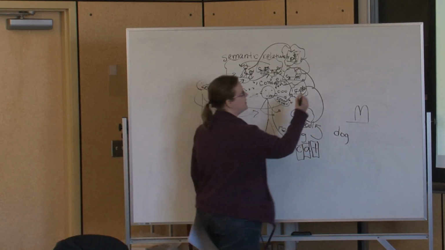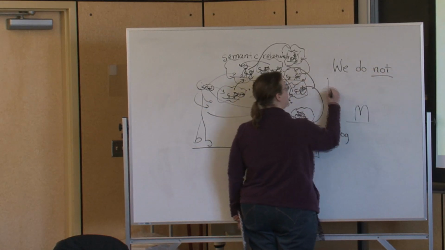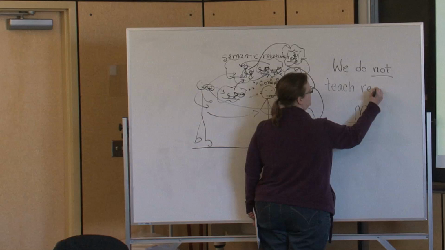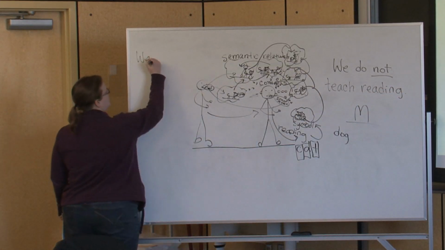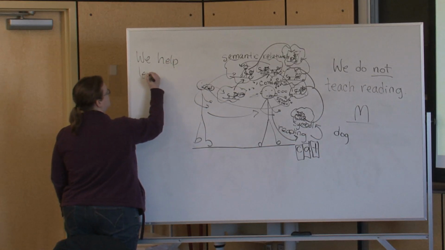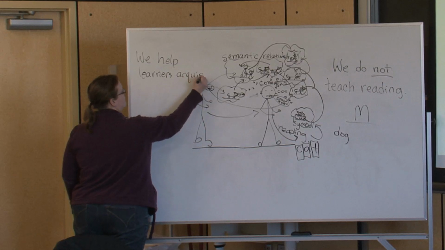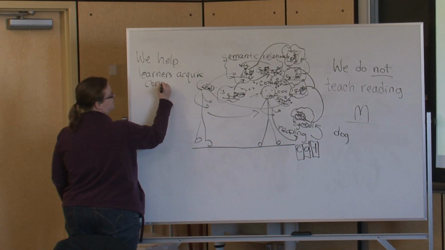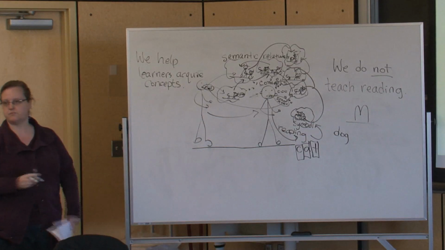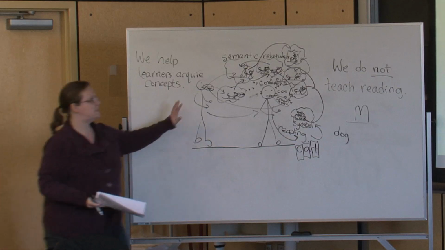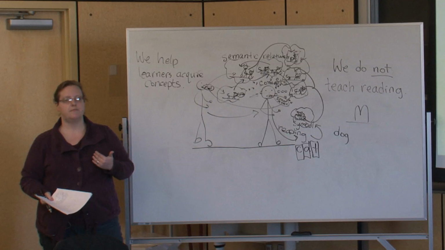Help them acquire concepts. So here, guess, we do not teach reading. We help learners acquire concepts. The kids that are strong visual cognators, that just pick it up, well, they just can read. That's because this was all happening in a neurobiological learning system where the sensory input worked for them. Okay?